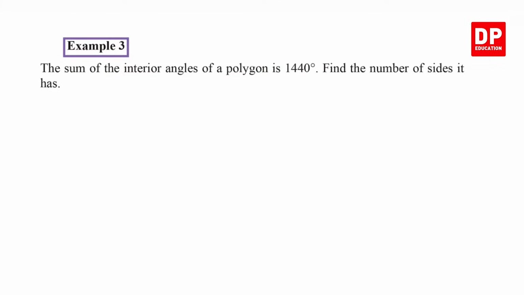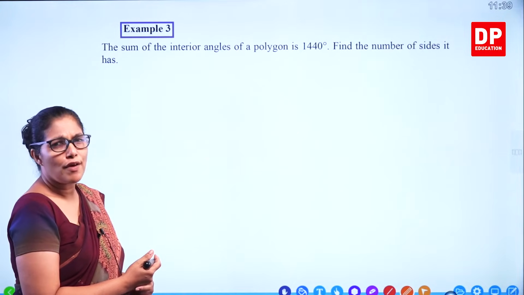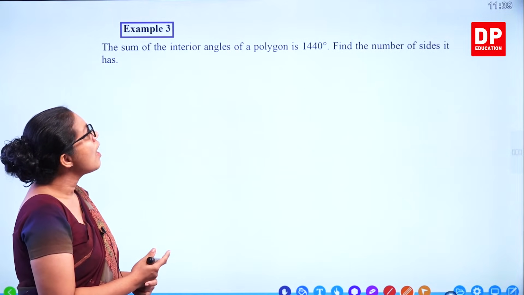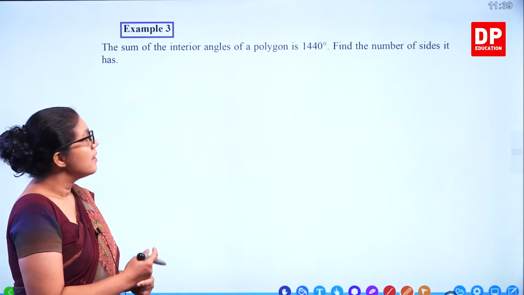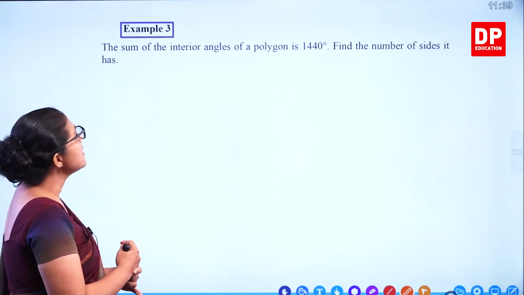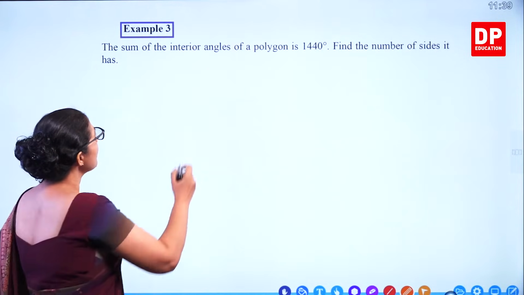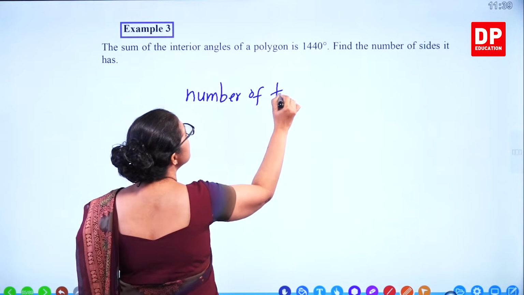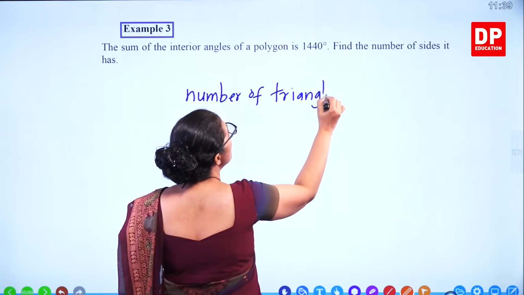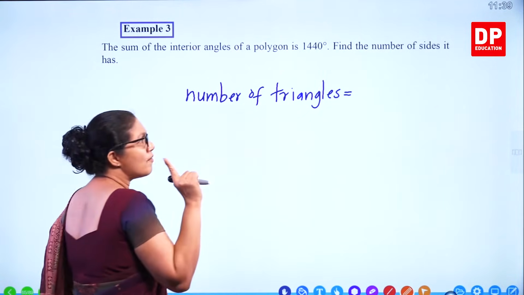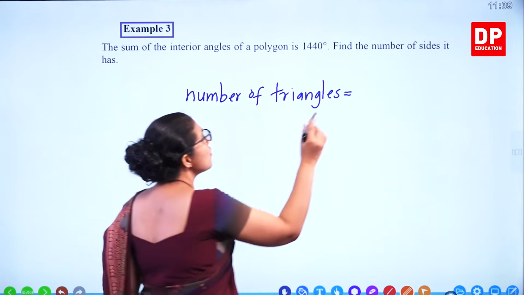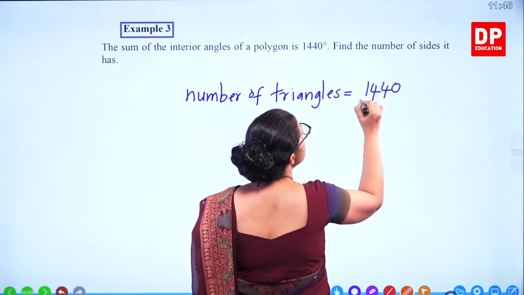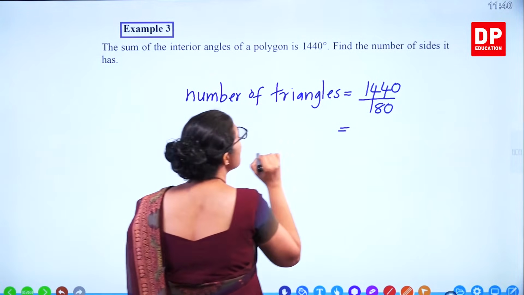Example number 3. The sum of the interior angles of a polygon is 1440. Find the number of sides it has. So how do you find the number of sides? You can find out how many triangles there are, and using that you can easily find the number of sides. Each triangle is 180 degrees, so if we divide this by 180, you can find out how many triangles there are.